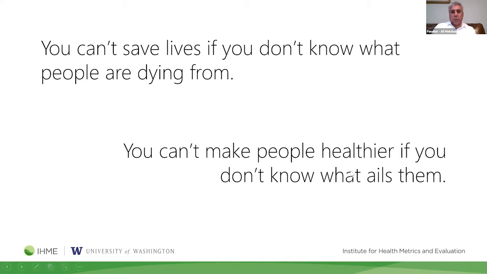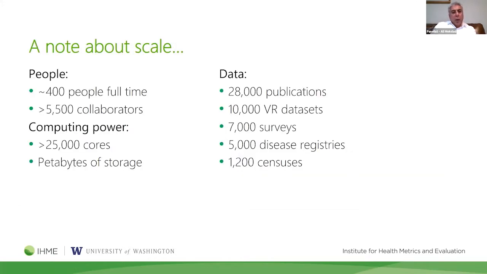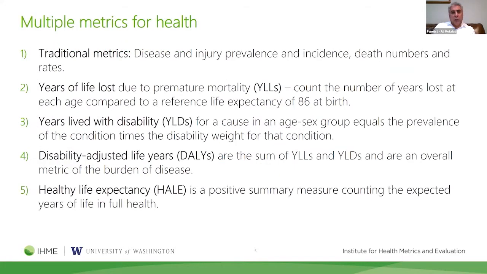The next slide is titled, A Note About Scale. We have about 400 people working on the GBD, with different training. So we have epidemiologists, statisticians, demographers, all types of skills in order to make it happen. We have over 5,500 collaborators all over the world, which is very important. 28,000 publications, 10,000 VR datasets, 7,000 surveys, 5,000 disease registries, and 1,200 censuses. A lot of computational power, and we use all data that's available in order to put it together and get an estimation of the burden of disease.